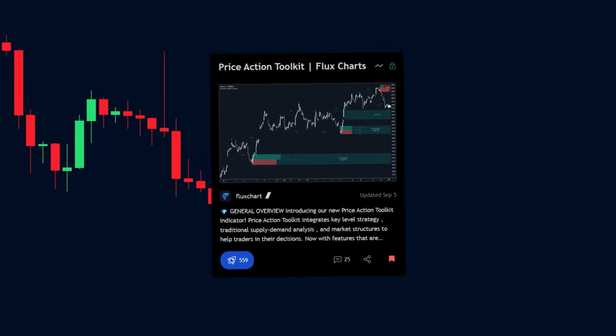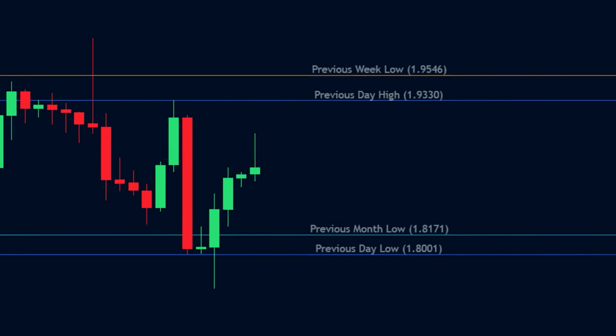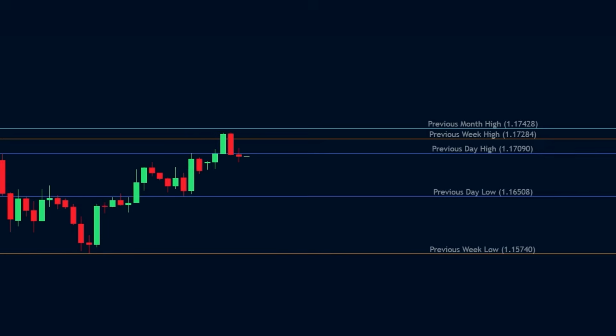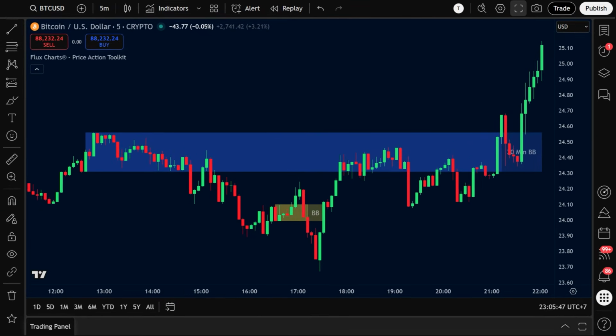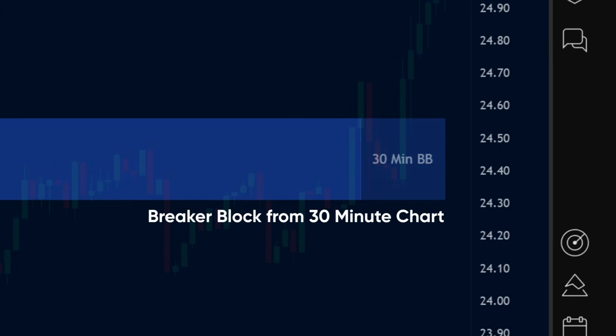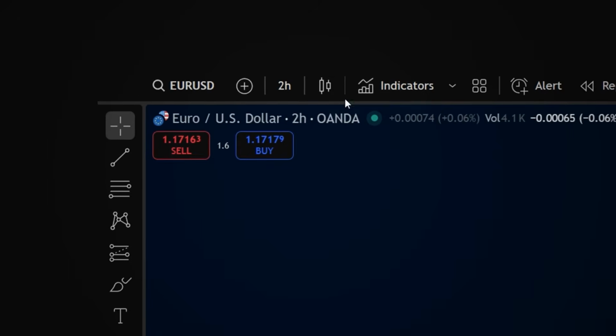Let's make this practical. We're going to use the price action toolkit from Flux Charts. This indicator automatically plots previous session, day, week, and month highs and lows on your chart. The levels are there, updated in real time. Plus, the toolkit includes multi-time frame breaker blocks. You can see breaker blocks from the 30-minute chart while you're trading on the 5-minute chart. This gives you higher time frame context without switching charts.